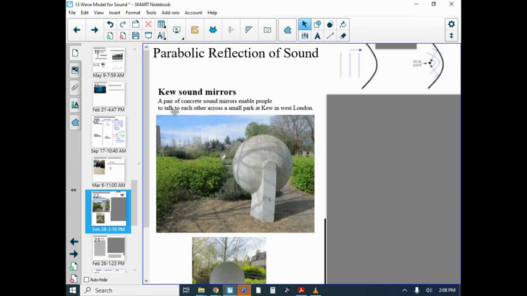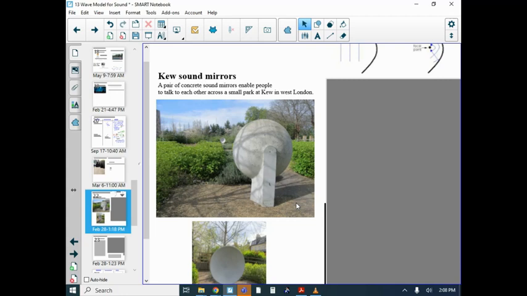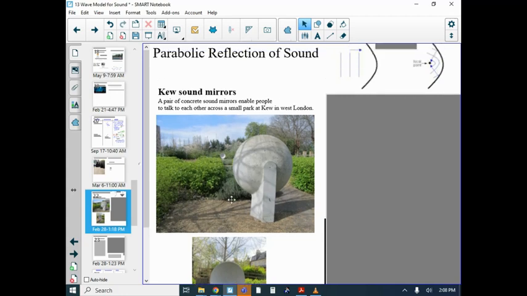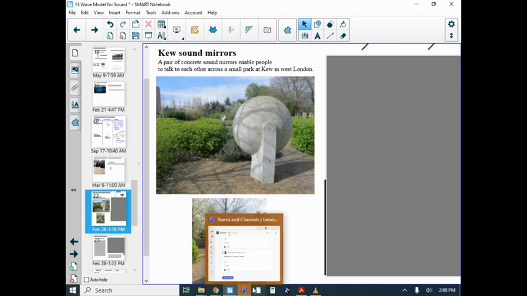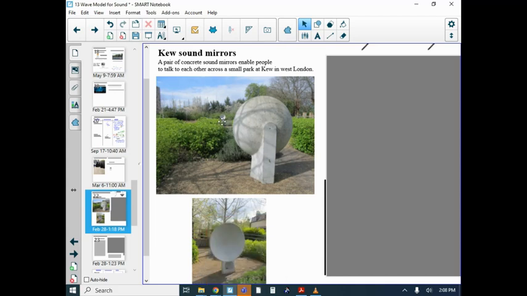This is the Q sound mirrors in West London. If you ever have a chance to go there, I haven't yet. But there's a spot where you can stand. So if you stand like here and someone else stands way over there and you talk or even whisper, it seriously sounds like they're whispering in your ear. It's very weird. It's reflecting the sound, and then this is reflecting the sound and focusing it to your ear. So it's just a neat little art science installation in a park, and there's probably a little plaque there describing how to have fun with it.